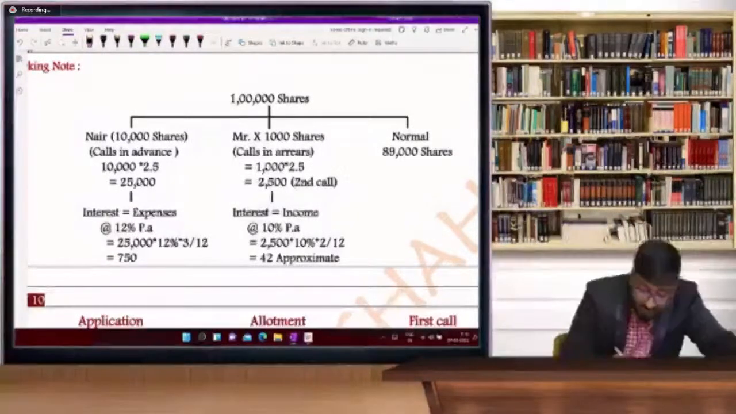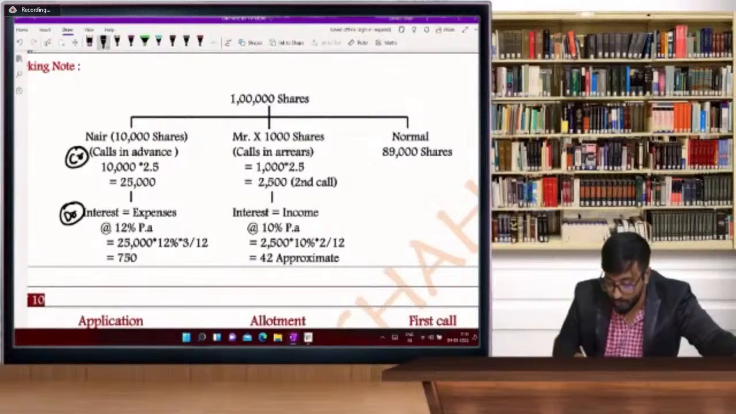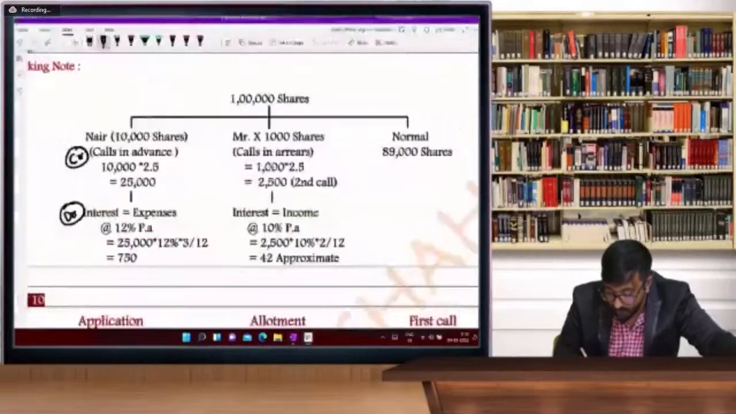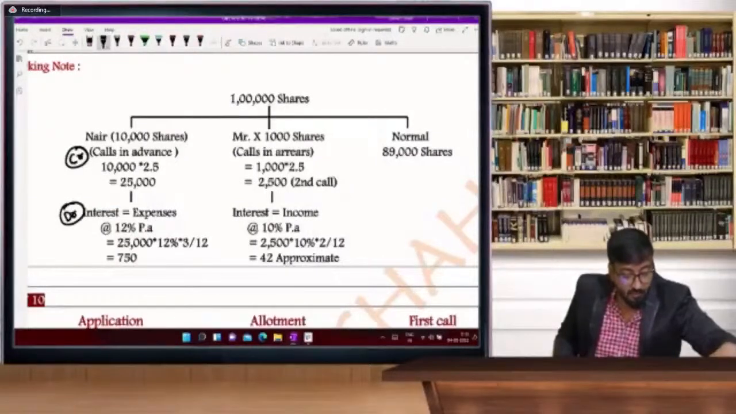So it has a credit balance, and interest has a debit balance because it is our expenditure. And for how many months? From the question you can see he has given the money 3 months before, so he will charge us. We have to pay him interest for how many months, beta? 3 months.